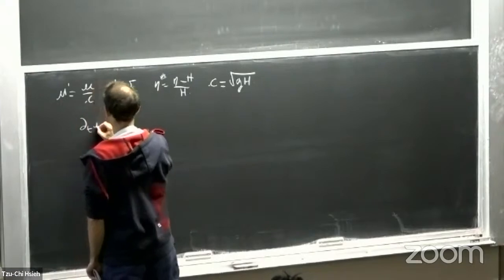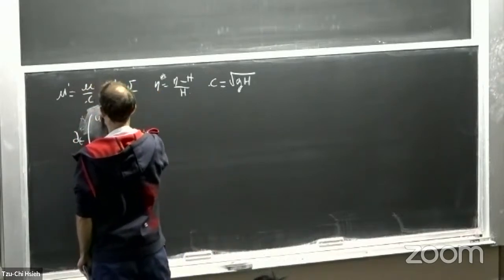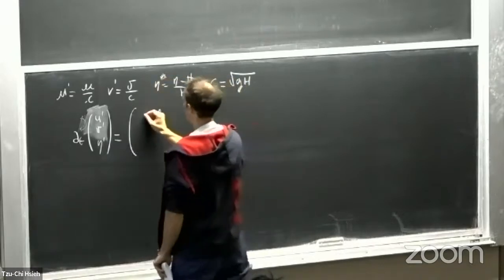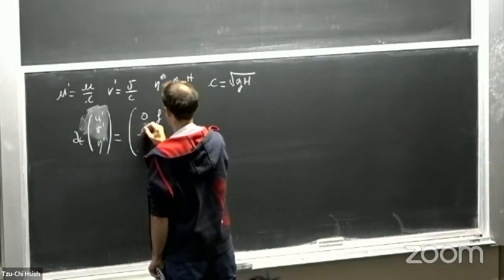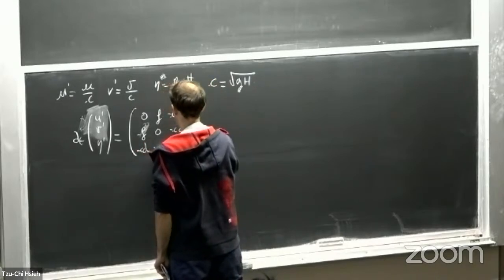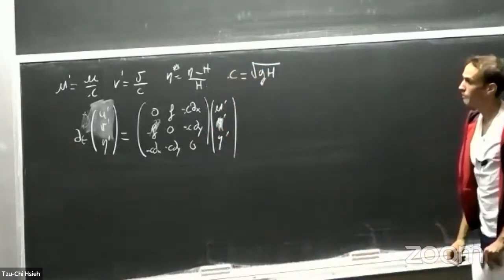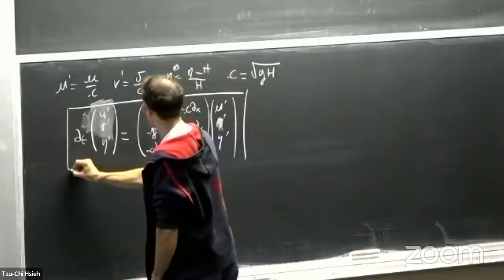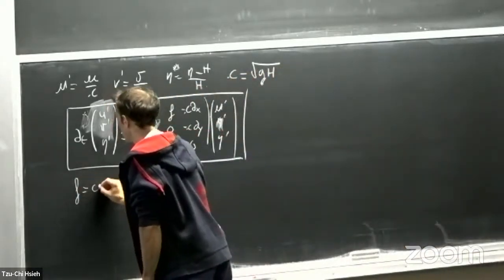Now that we have removed the nonlinear terms, I will write the equation in a matrix form. That way, u prime, v prime, eta prime, is equal to a matrix with f, 0, and so on. So this is our linear problem of the day. And this is the linear problem solved by Kelvin in the case where f is constant.